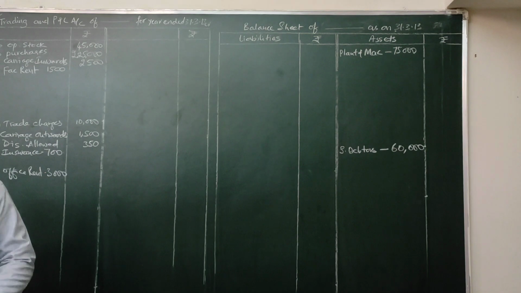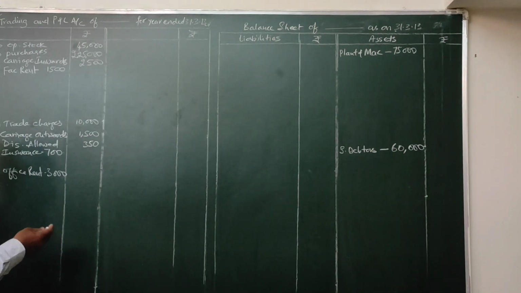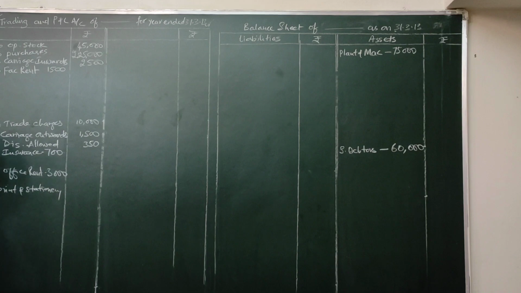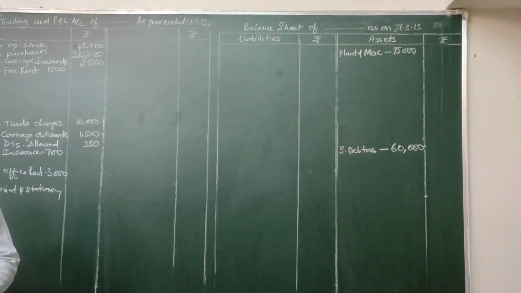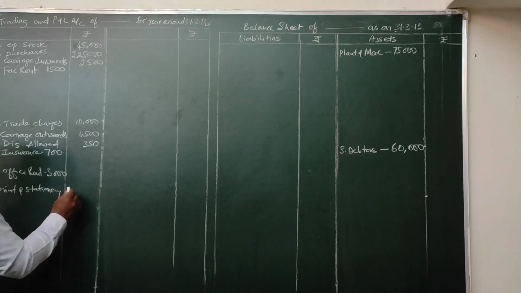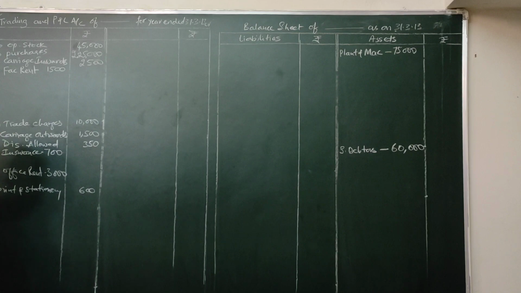Then again printing and stationery. Printing and stationery is an indirect expenditure. Profit and loss account debit side. To printing and stationery, how much is given? Printing and stationery he has given us 600. So let's take 600 directly in the outer column.